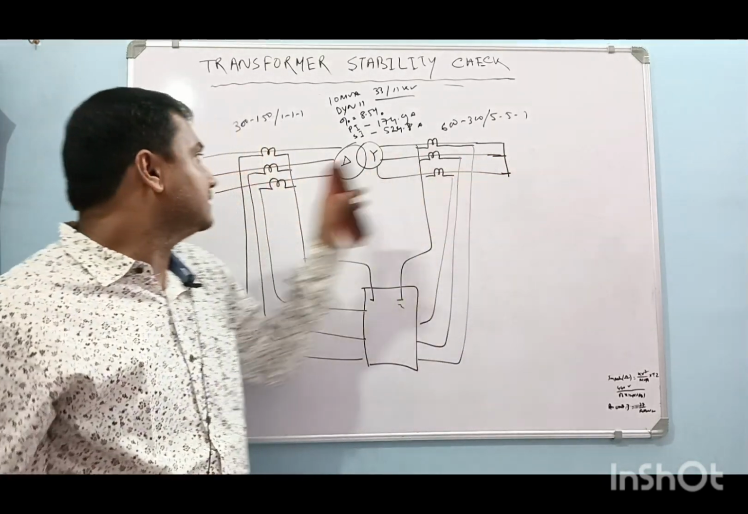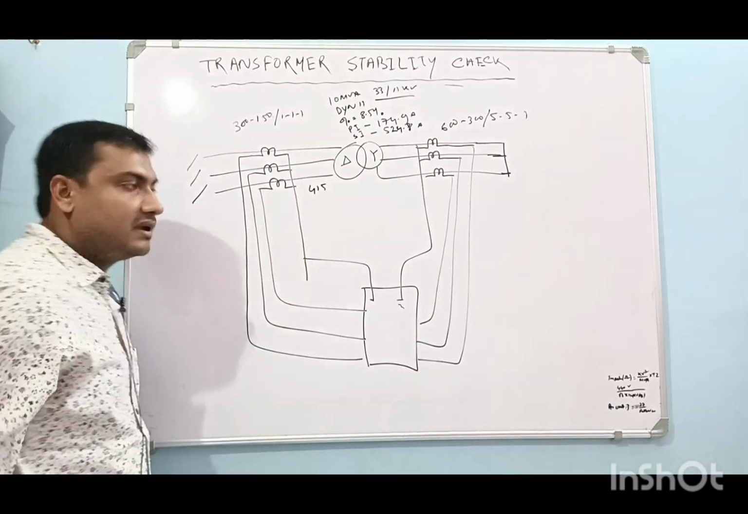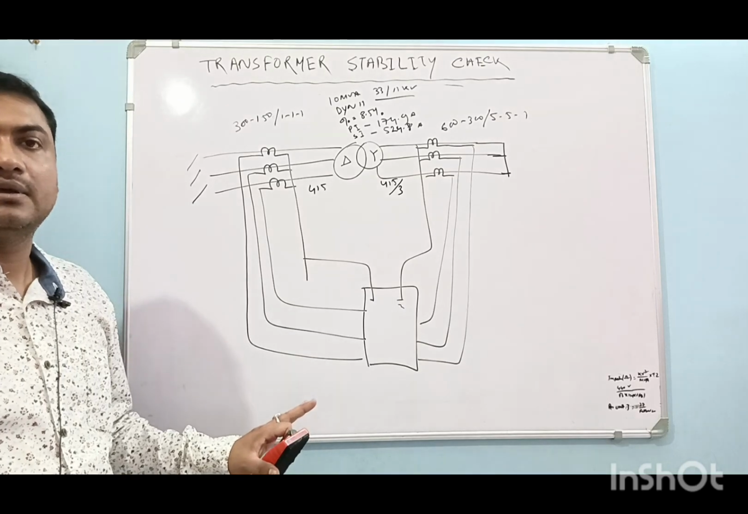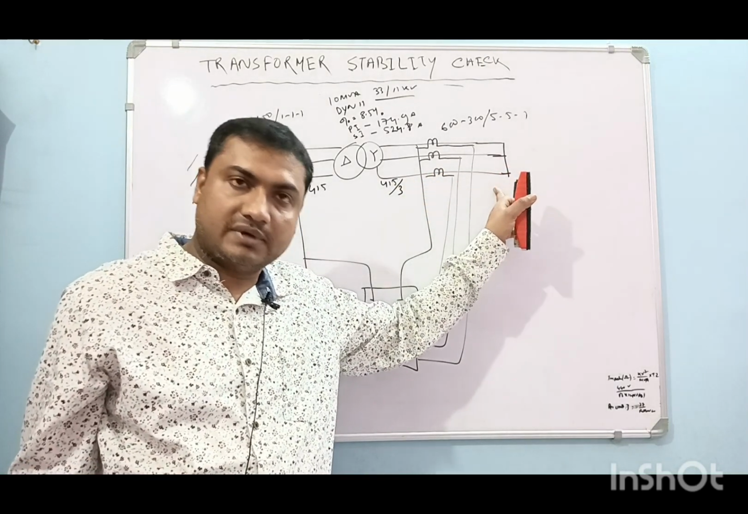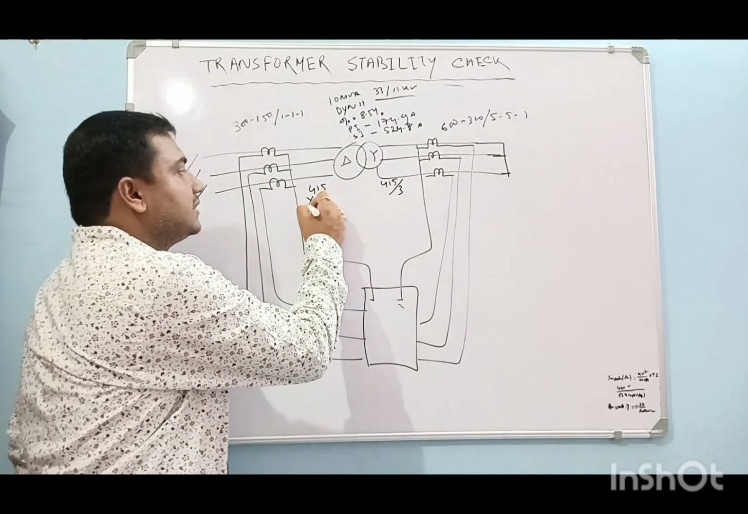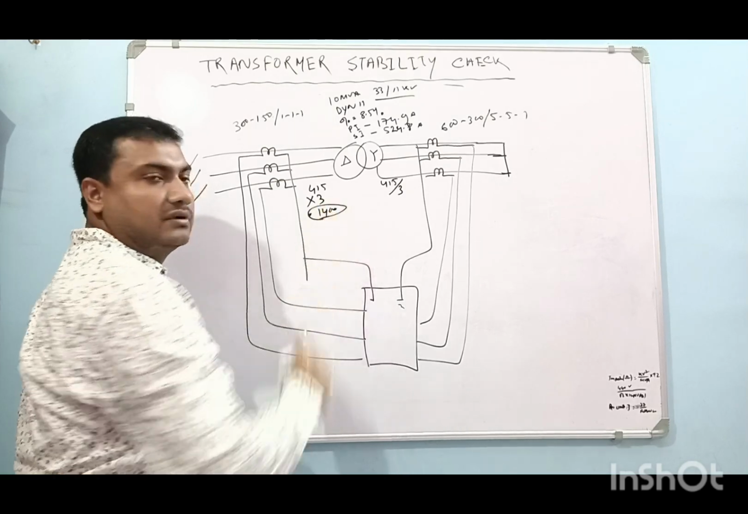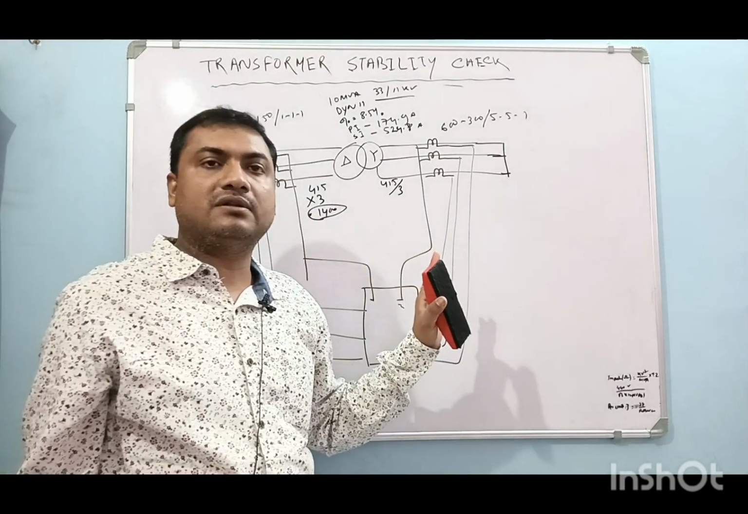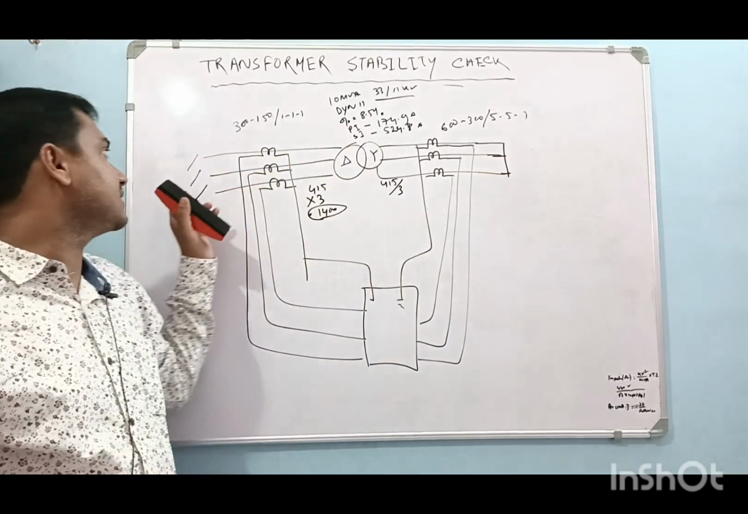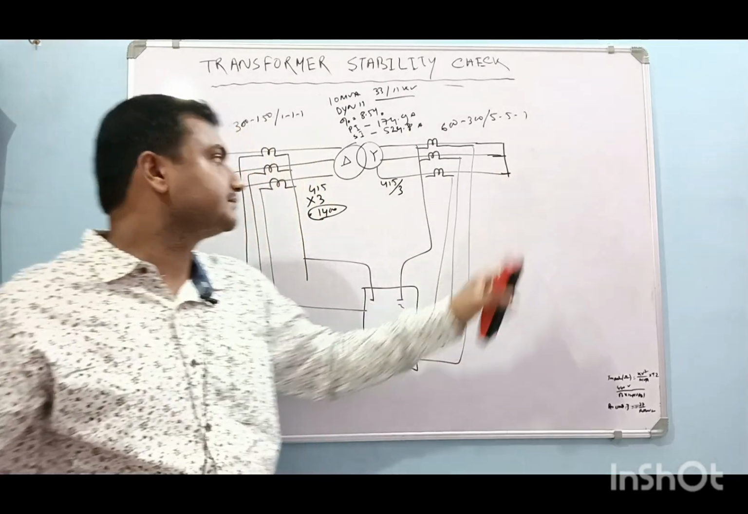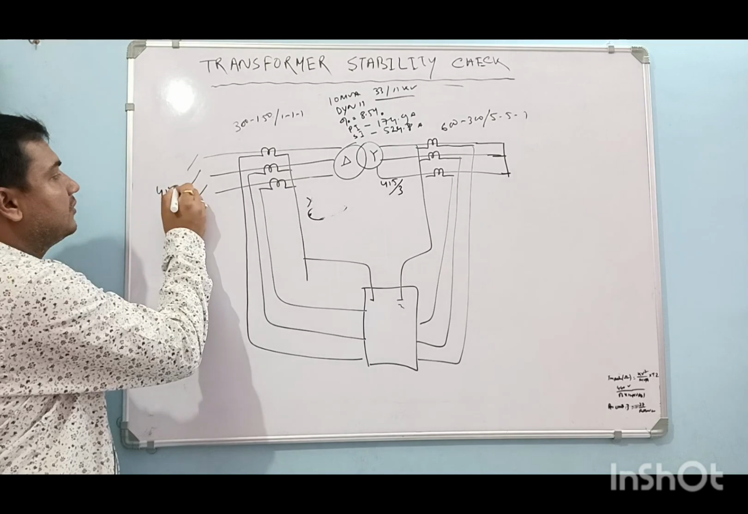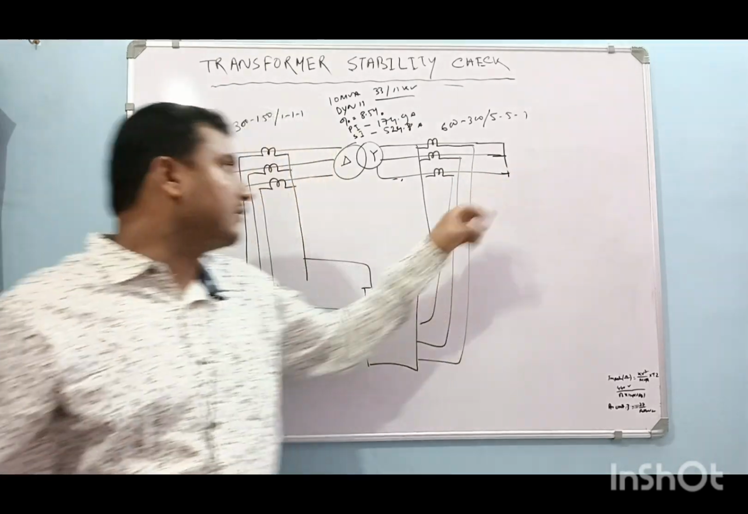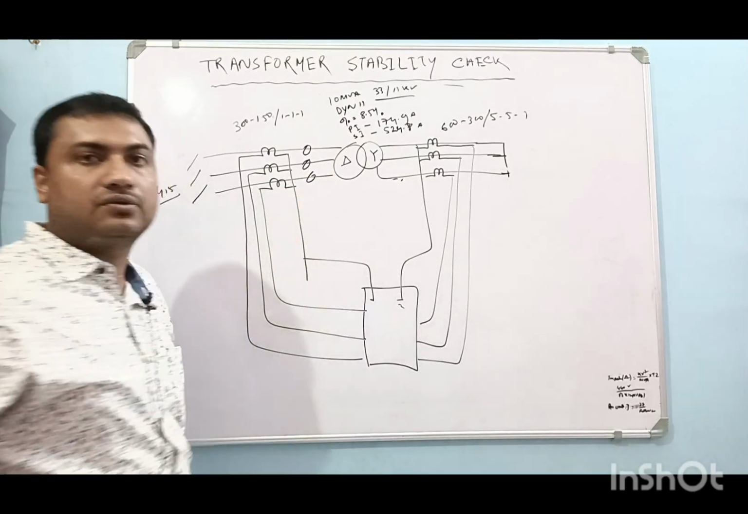What is the problem in this? Suppose I give 415 volt on the HT side, then the voltage on the LT side will be one third of that. So that is safe. But if we feed 415 volt in the LT side, then on the HT side it will come 415 into 3, approximately 1200 volt. That is unsafe. That is why, keeping the safety point in mind, we feed 415 volt on the HT side and short the LT side. So we are feeding 415 volt through an MCB on the HT side and we have shorted the LT side. Now we will measure the current in the HT side through a tong tester.